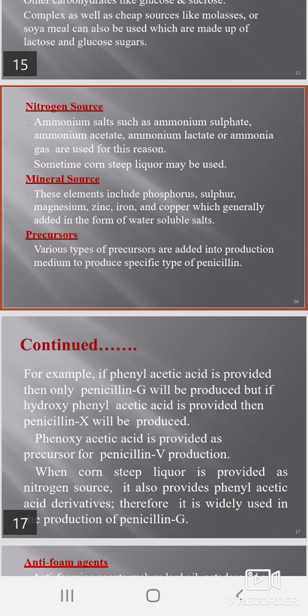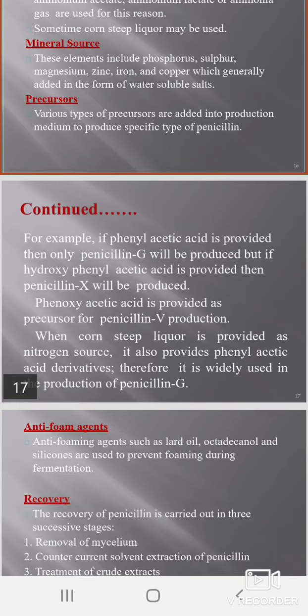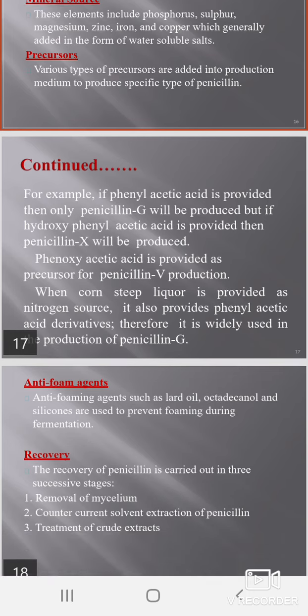Precursors. Various types of precursors are added into the production medium to produce a specific type of penicillin. For example, if phenylacetic acid is provided, then only penicillin G will be produced, but if hydroxyphenylacetate is provided, then penicillin X will be produced. Phenoxyacetic acid provides precursors for penicillin V production. When corn steep liquor is provided as nitrogen source, it also provides phenylacetic acid derivatives. Therefore, it is widely used in the production of penicillin G. Anti-foam agents. Anti-foaming agents such as lard oil, octadecanol, and silicones are used to prevent foaming during fermentation.